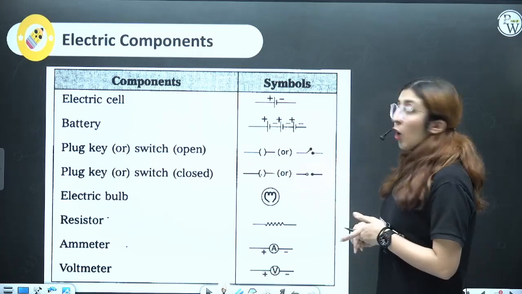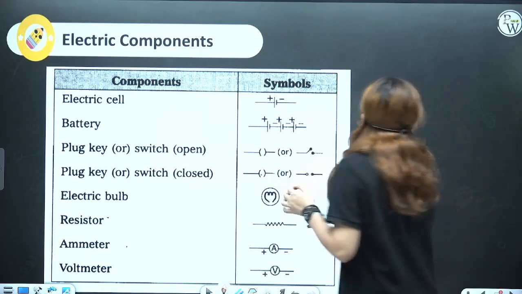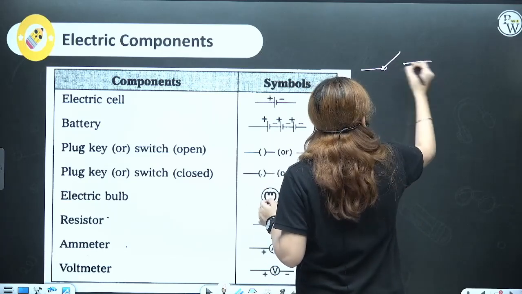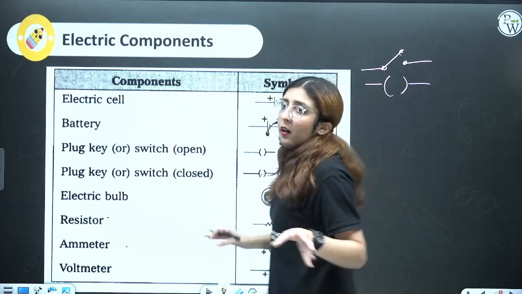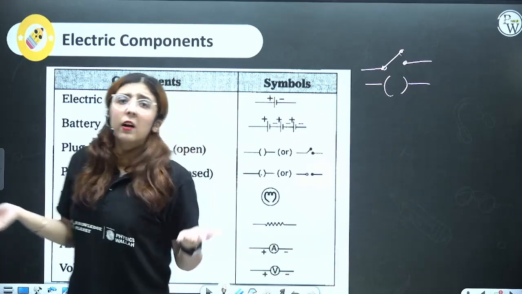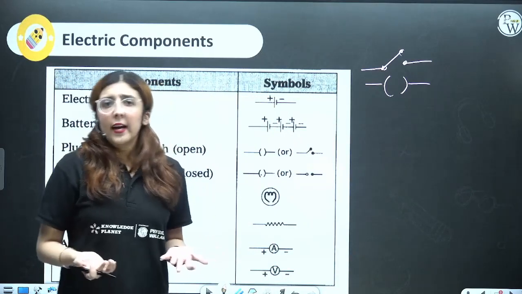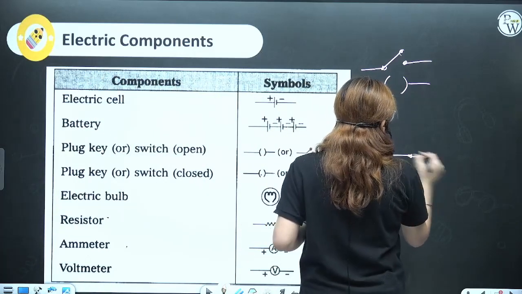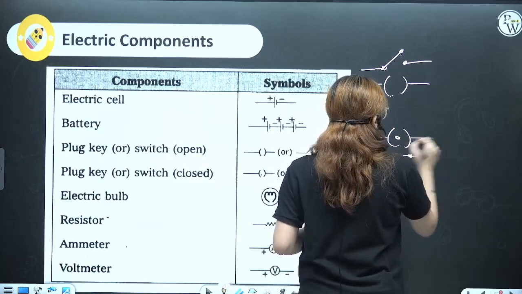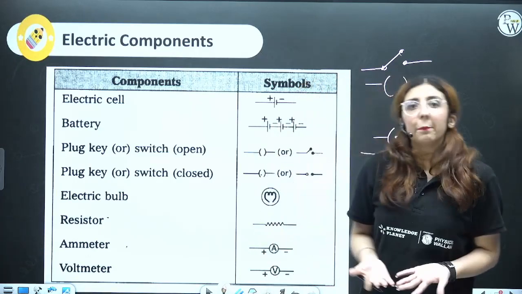Have a look everyone, a lot of you get confused with this. So open, open means break. Anything open, nothing can be contained inside. Similarly, closed. Closed means connection complete, path complete.